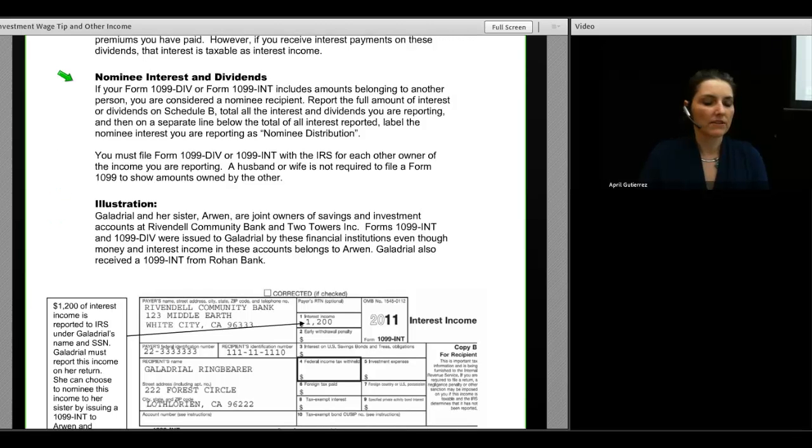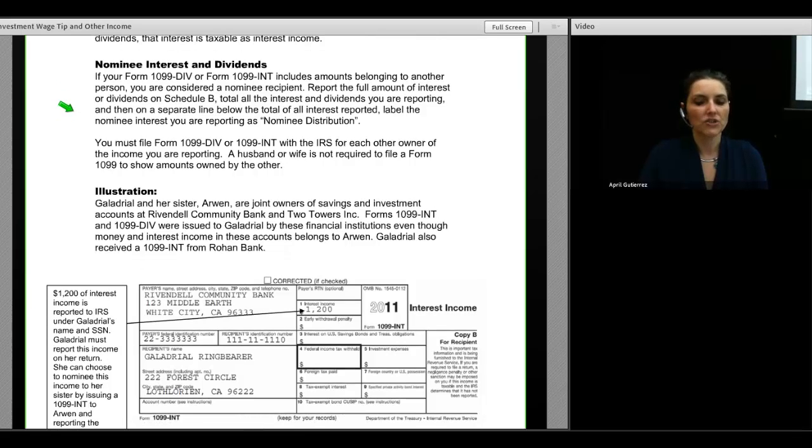I'm going to talk about something new now called nominee interest and dividends, and I run across very few tax clients and tax preparers who have any concept of what a nominee amount is or how to report it on a tax return, but it is actually pretty common. Your Form 1099 DIV or 1099 INT might include amounts that belong to another person. If it does, you are considered to be a nominee recipient, and you report the full amount of interest and dividends on the Schedule B on your tax return, even if the 1099 DIV is showing money that belongs to someone else and not you.